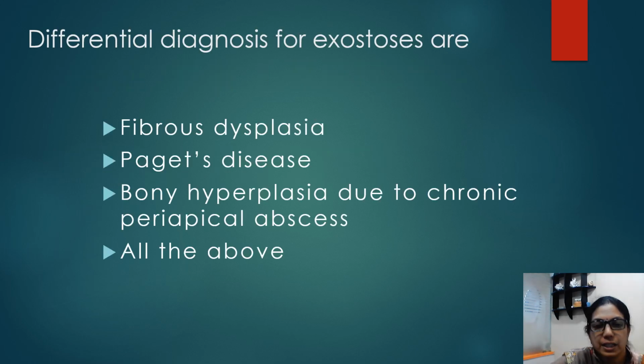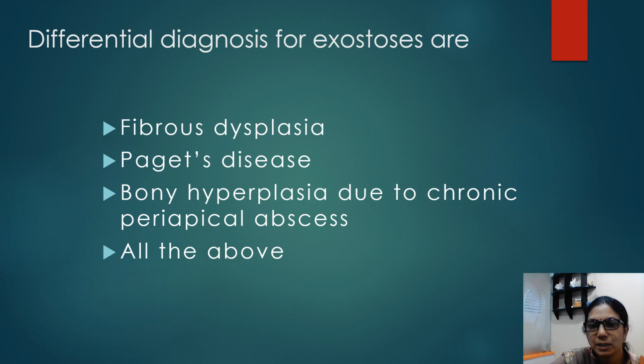The first question is: differential diagnosis for exostosis are. What is the differential diagnosis for exostosis in the oral cavity? Is it fibrous dysplasia? You will be confusing this fibrous dysplasia with the exostosis, or Paget's disease, or any bony hyperplasia due to any chronic periapical abscess, or all the above. So what is the differential diagnosis for exostosis?